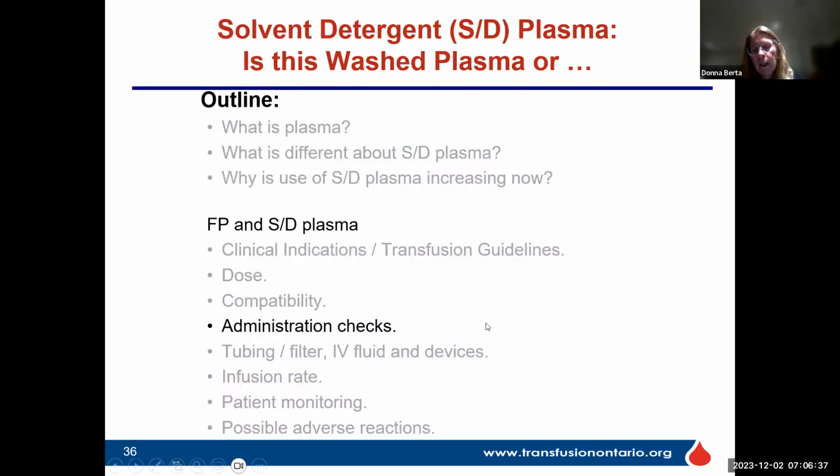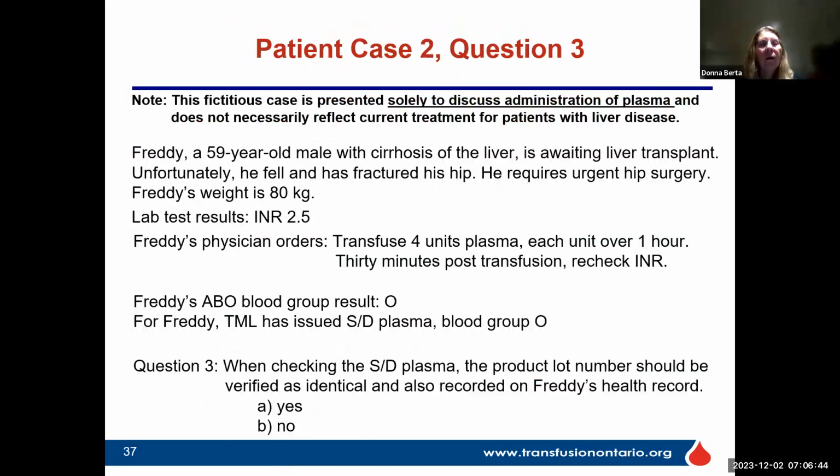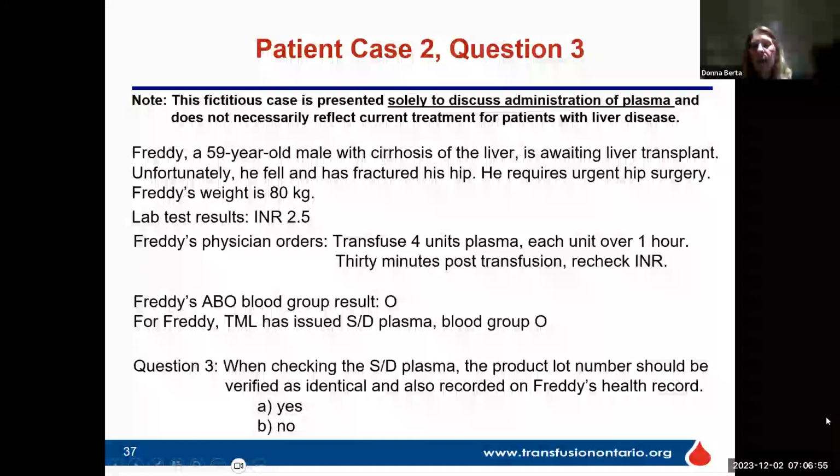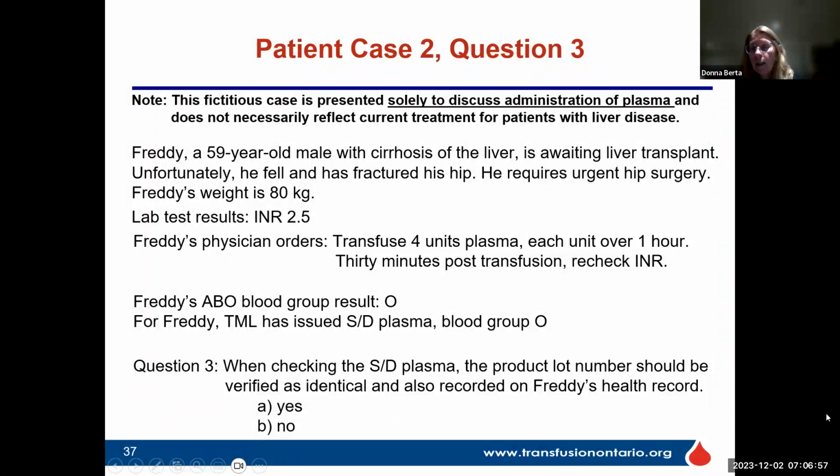So now we're going to move on and talk about administration checks. So what do you need to do when you're checking plasma? So we'll again talk about Freddie. So blood bank has now issued SD plasma, blood group O for him. And when you're checking this SD plasma, the product lot number, that's what you should be verifying as identical, and that should get recorded on Freddie's health record. And you can reply yes or no to that. I'll give you a few moments.